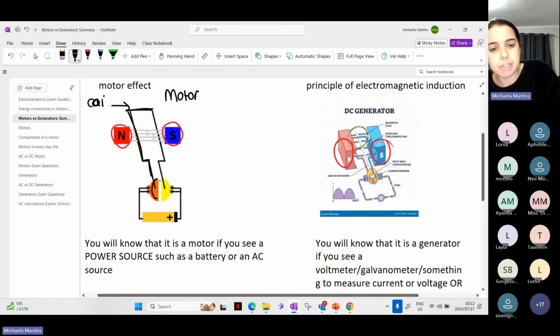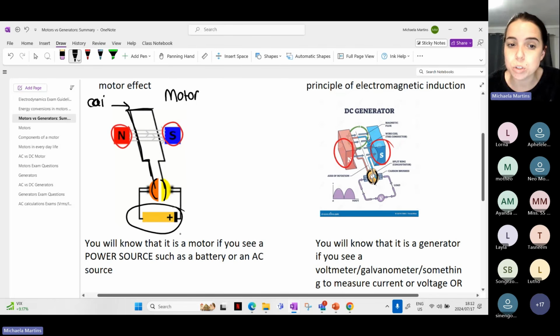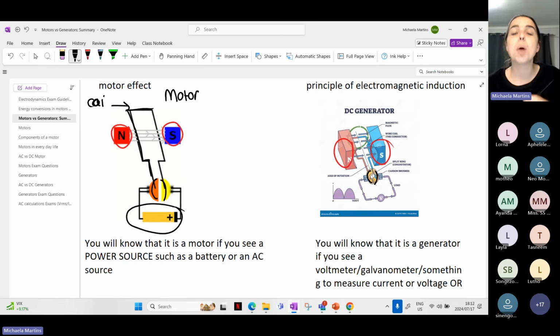In these diagrams, they both have what we call a split ring. I'll explain what that is later. So what is the difference? The motor has a power source. That makes sense. A motor has a battery or an AC power source. Remember, with motors, we give it power, we give it electricity.